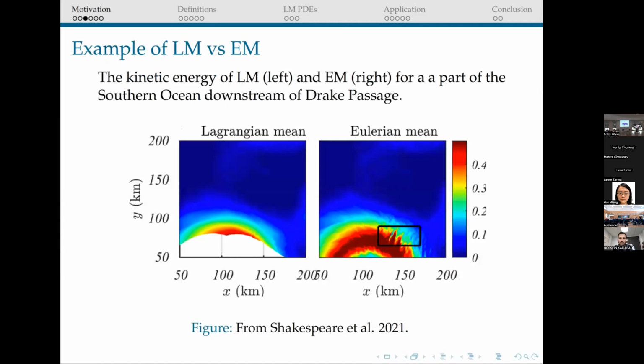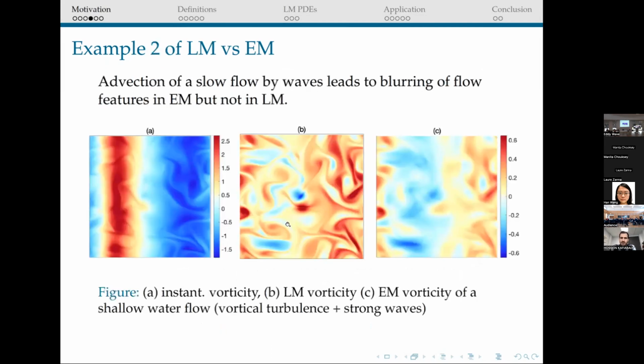An example here is one I took from Shakespeare et al. It's a part of the ocean, and they computed the Lagrangian mean and Eulerian mean, I think, kinetic energy. And they showed that the wave signal stays quite strong in the Eulerian mean because of this Doppler shift, but it's properly removed in the Lagrangian mean version.